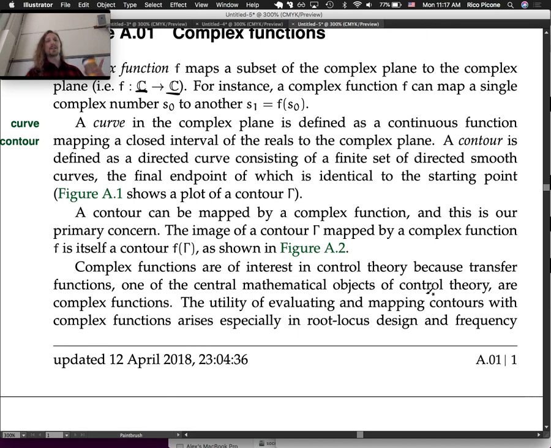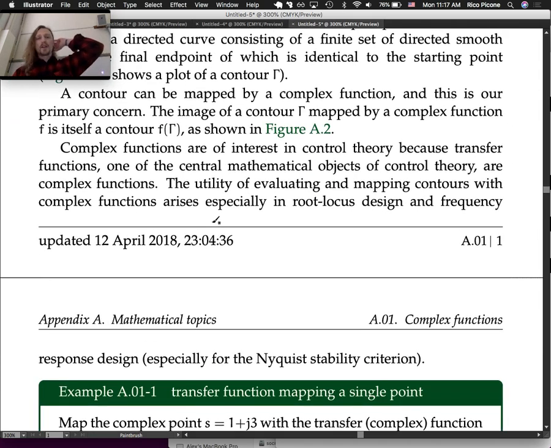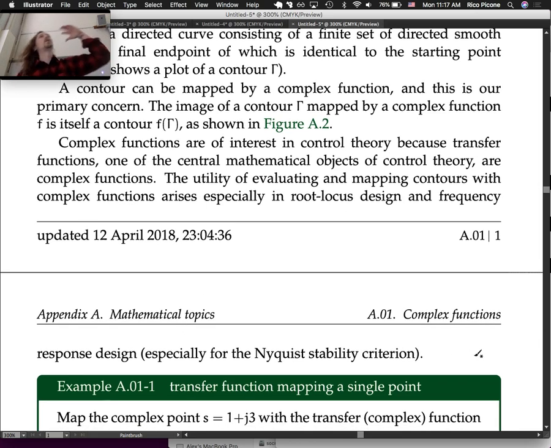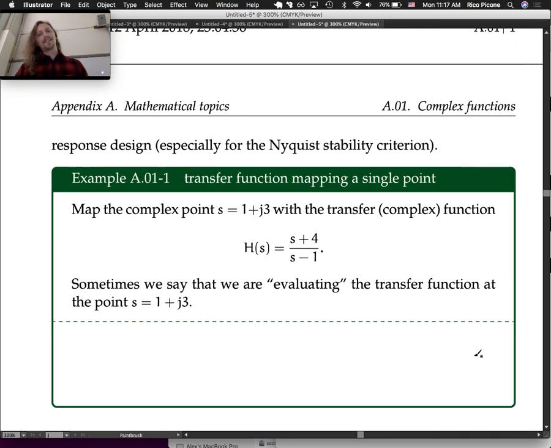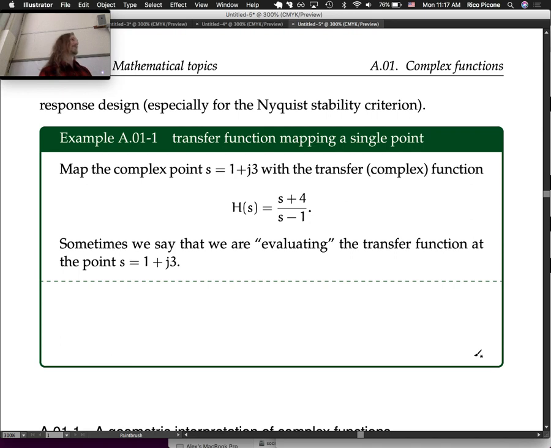Okay, complex functions are of interest in control theory because transfer functions, one of the central mathematical objects of control theory, are complex functions. The utility of evaluating and mapping contours with complex functions arises especially in root locus design, which is what we're going to do, and frequency response design, especially the Nyquist stability criterion, which we won't do in this class. Aw, was the response I was expecting.